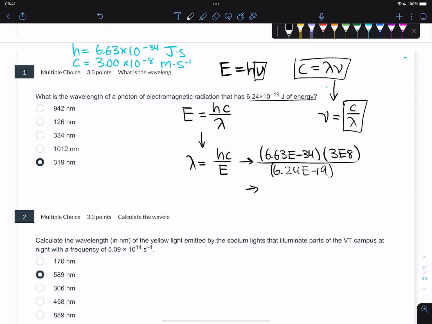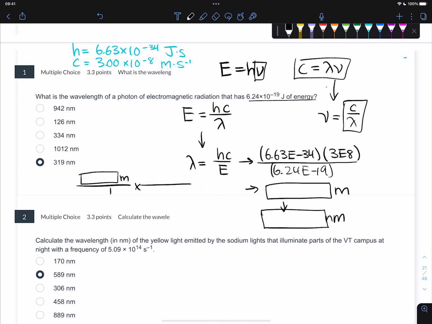When you do this math, you're going to get a number that's in meters. And then you're going to look at your answer choices and be like, these numbers don't match. But you need to remember that meters can be converted into nanometers by using dimensional analysis. 1 meter is a billion nanometers. So in order to convert, you're going to take your number of meters, whatever you get, and convert that from meters to nanometers by recognizing that 1 meter is a billion nanometers. And that's going to give you your answer.